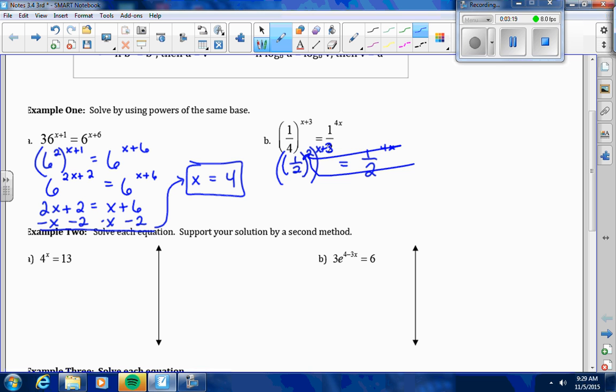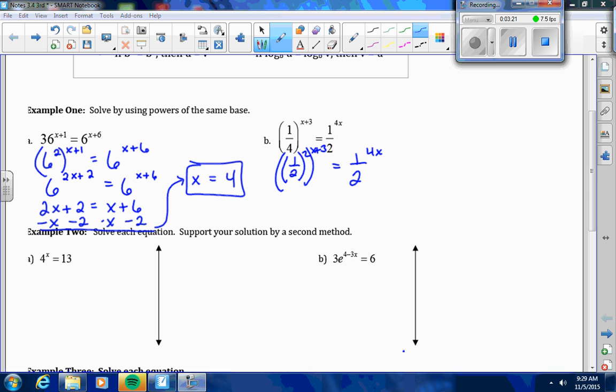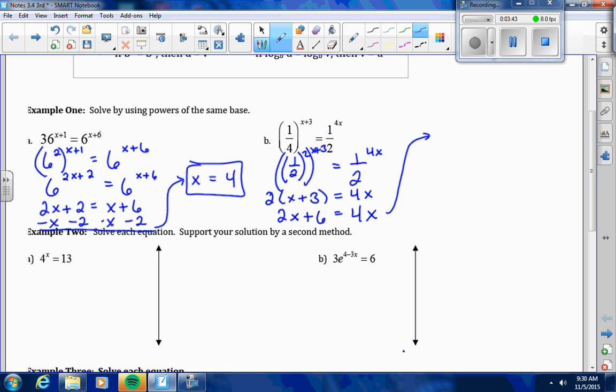Okay, power to a power, we do what? Multiply. So it's 2 times x plus 3 equals the other exponent, 4x. So multiplying, 2x plus 6 equals 4x. Subtract 2x from both sides, so we then have 2x equals 6, therefore x equals 3. X equals 3. Questions? Okay.